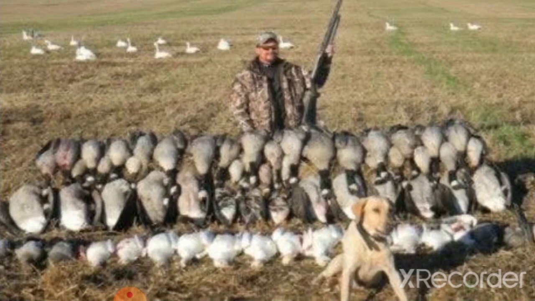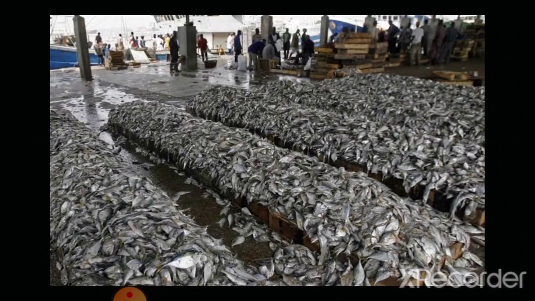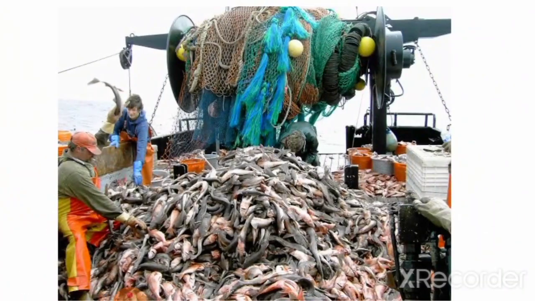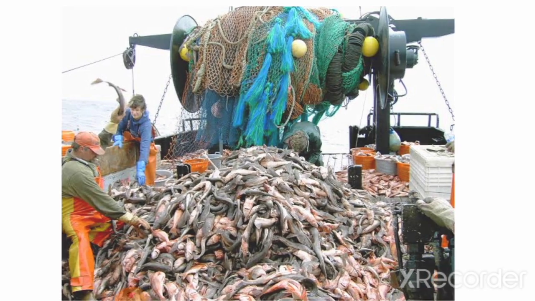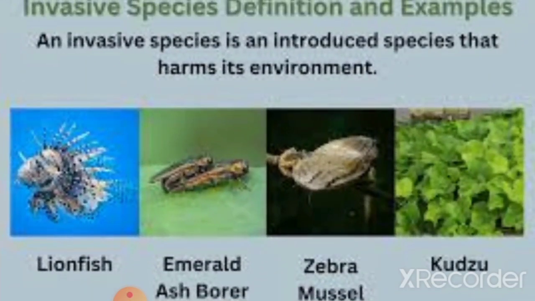Another way is by overhunting and overfishing. Some hunters spend extra time in killing animals exceeding the normal time, while some others kill animals indiscriminately, and this can affect the living things in that habitat. For example, when the fishes are killed in large quantities, it can affect the fishes in that particular habitat, therefore endangering the living things in that habitat.